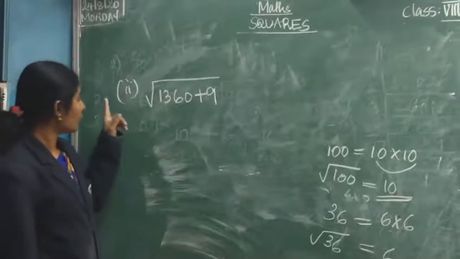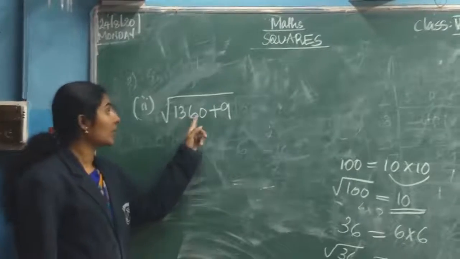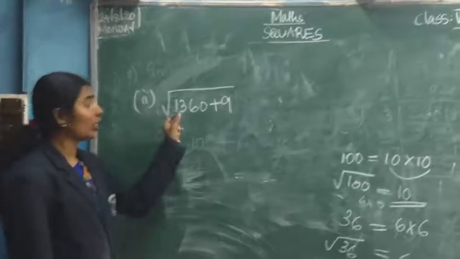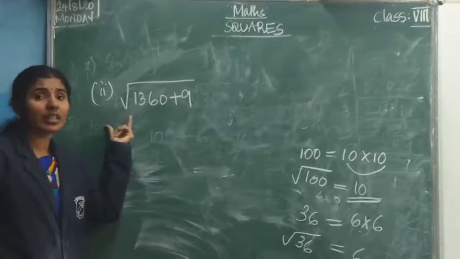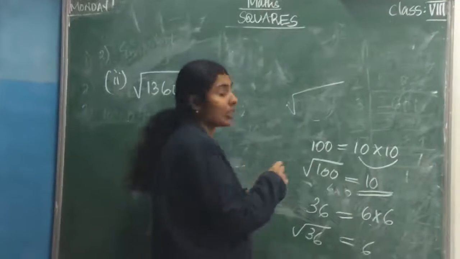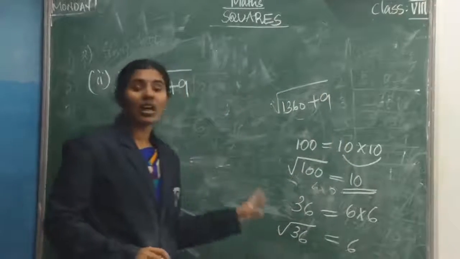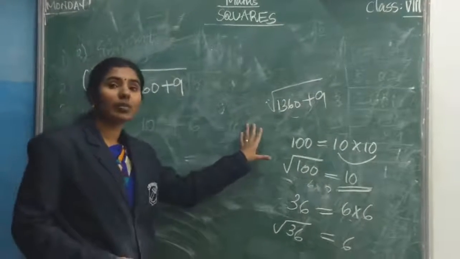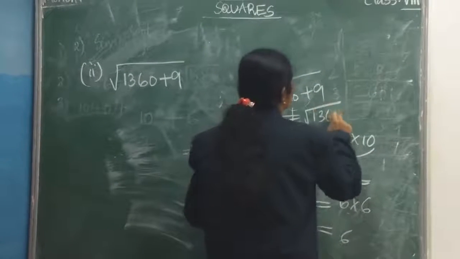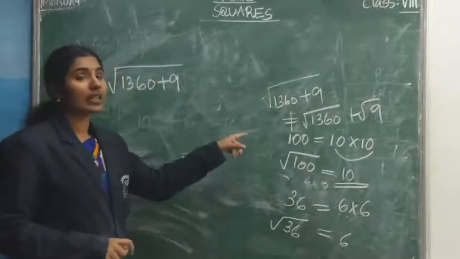Next question. Square root of 1360 plus 9. Here you can see the square root, they are not splitting. You can't split the square root for each number. You can't write this one as square root of 1360 plus square root of 9. That is not correct.